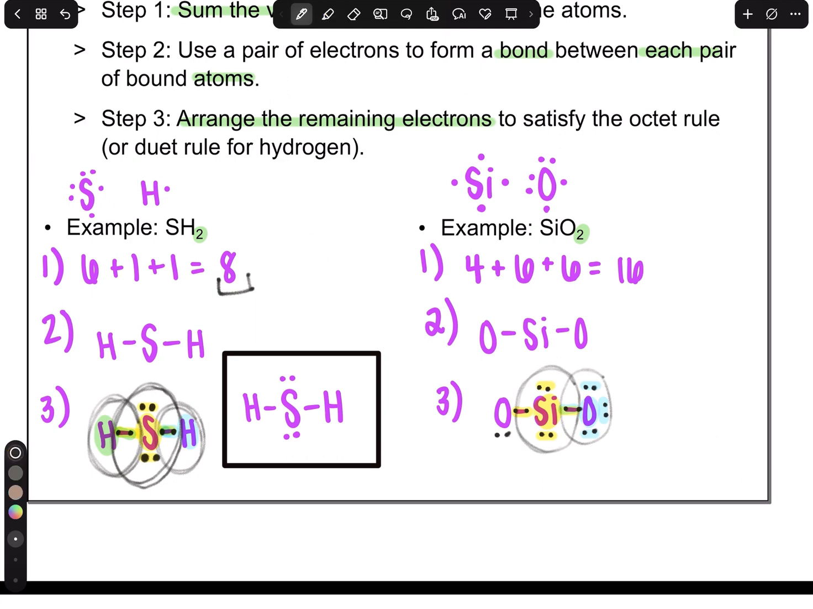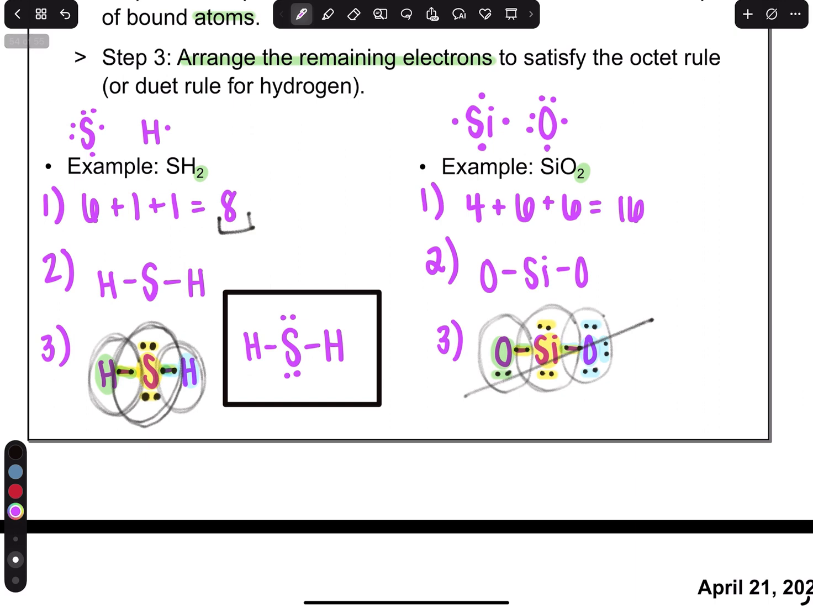That works out perfectly, leaving my oxygen on the left. However, oxygen on the left only has access to 2, 4. That's simply not enough. It needs to have an access to 8 total. So this is not the correct drawing for my molecule. I'm going to simply try again. This time, however, I'm going to use double bonds instead of single bonds.